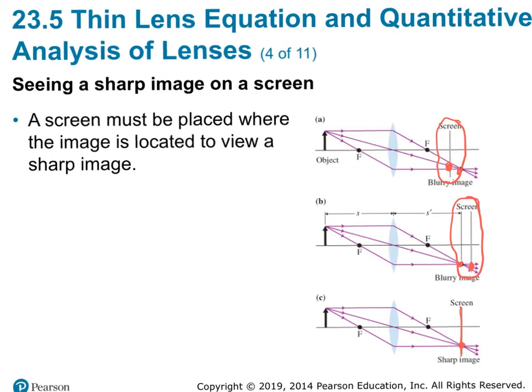With a mirror, it's on the same side as the object for a real image, but for a lens, it's on the opposite side of the lens for a real image.